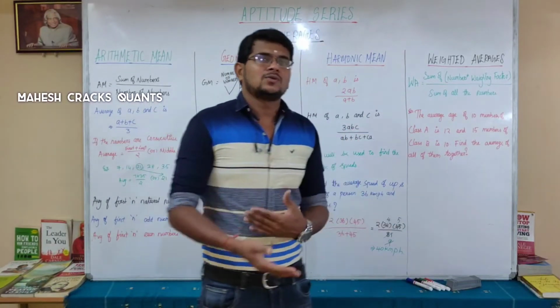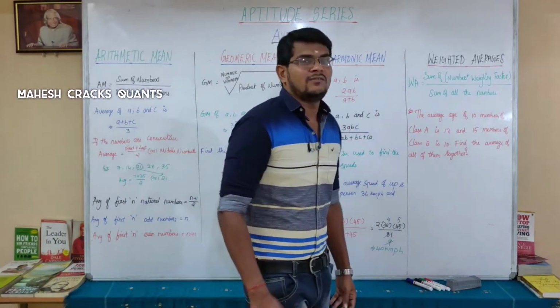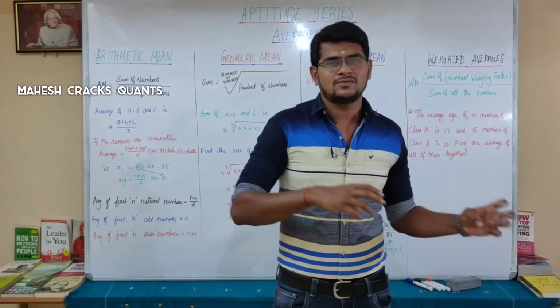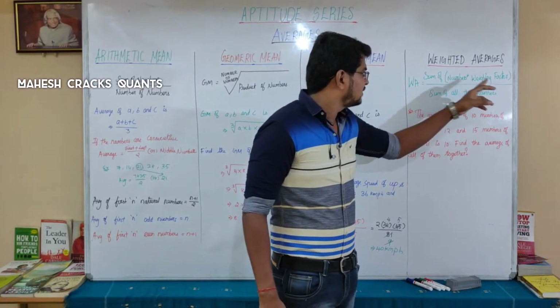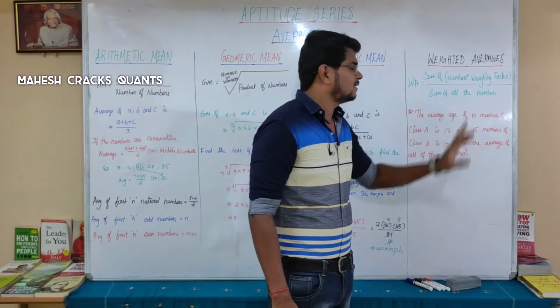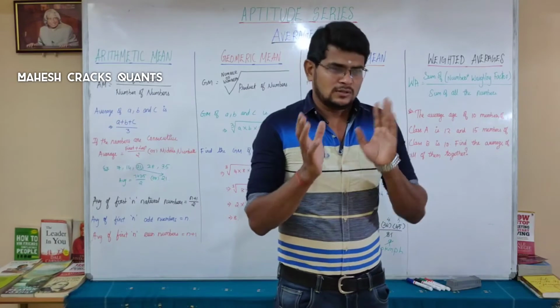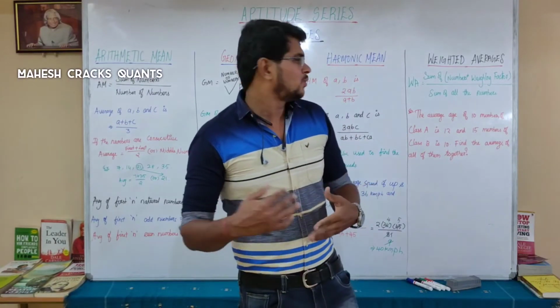Okay, let's come to the last part, weighted averages. Weighted averages means the number of things will change. Listen: sum of numbers into weighing factor divided by sum of all the numbers. So, while seeing the example, you will understand.